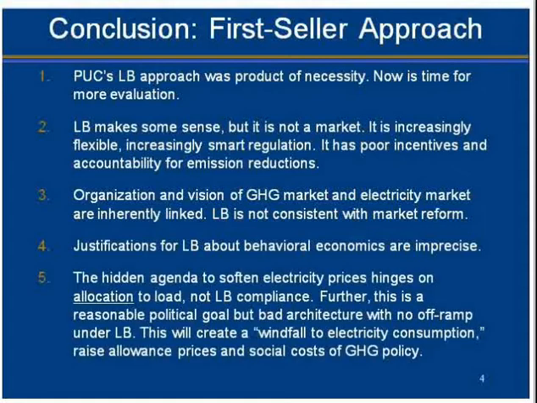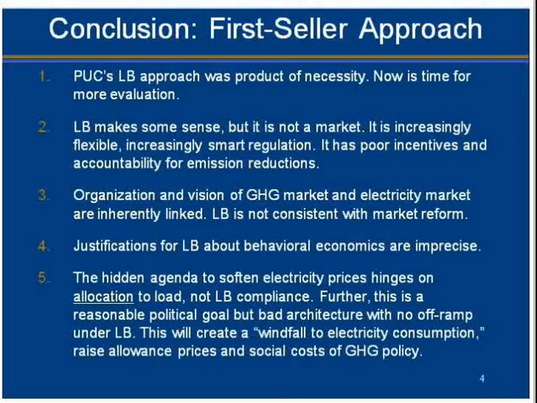And next, the hidden agenda of a load-based approach is to soften electricity prices. I don't mean to say hidden agenda in any pejorative sense. I mean that one of the things best accomplished by a load-based approach is that it easily softens the effect on electricity prices. But that is accomplished, I'm going to argue, by an allocation to load, not necessarily by load-based compliance.